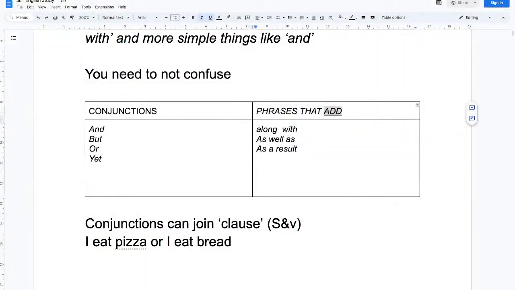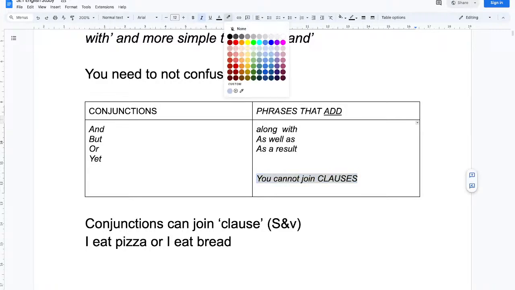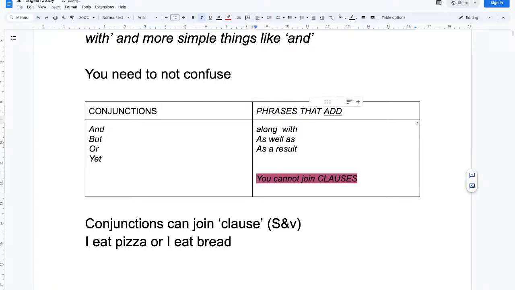Welcome, guys. So, phrases, you cannot do this, okay? So I'm going to put this here. You cannot join clauses with these phrases, all right? I'm going to put this in red because I think a lot of people don't realize this. It's a very common error. Sorry guys, it's the wrong one. But okay, it's very intense, but you get the idea. You cannot join clauses with phrases that add, what I'm calling phrases that add, okay?